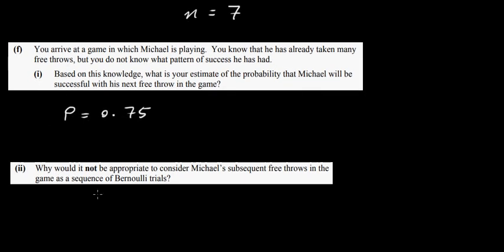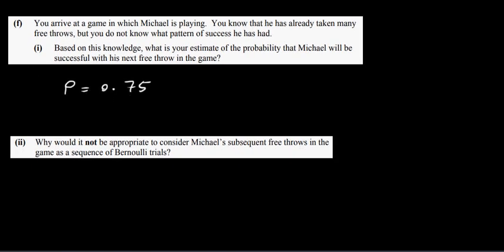Now the last part of this question here is to do with Bernoulli Trials. So why would it not be appropriate to consider Michael's subsequent free throws in the game as a sequence of Bernoulli trials? So we need really 4 conditions to satisfy the trials being Bernoulli. We need to have success or failure, and we have that. He either makes the free throws or he doesn't, so that one is fine. We need a set number of trials. So we could do that. I mean, we could say he's taken 10 free throws or 15 free throws or whatever. So we could do that possibly, yeah. Now the other two is where the problem comes in.